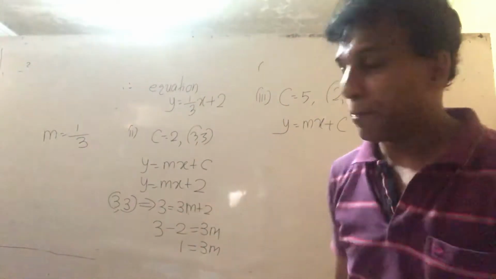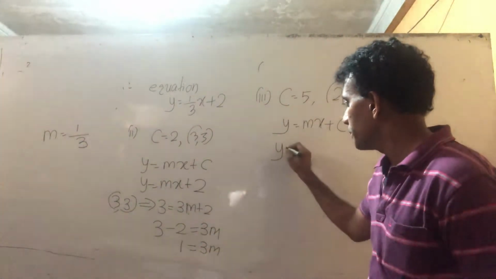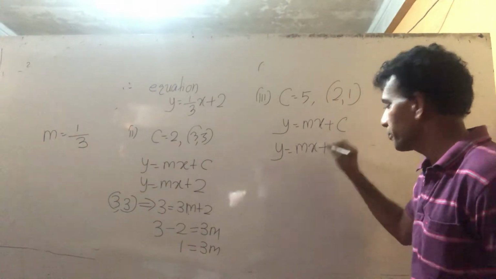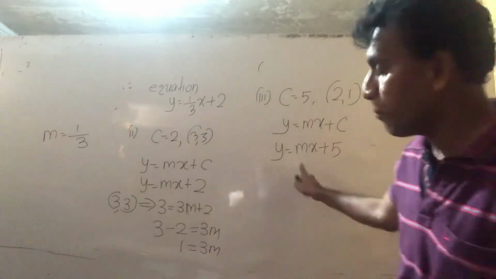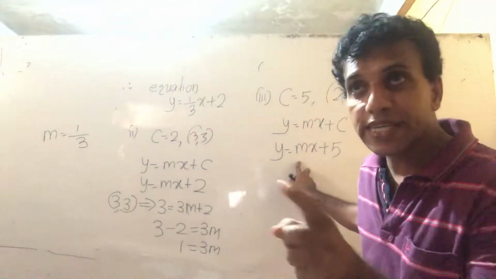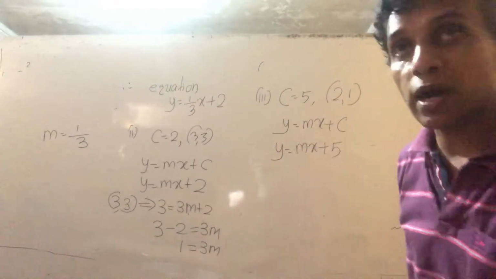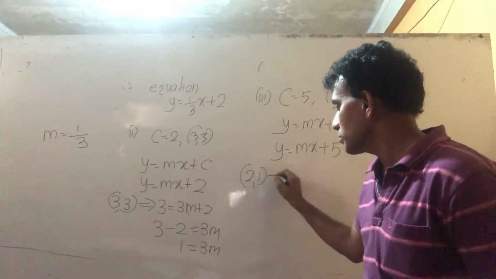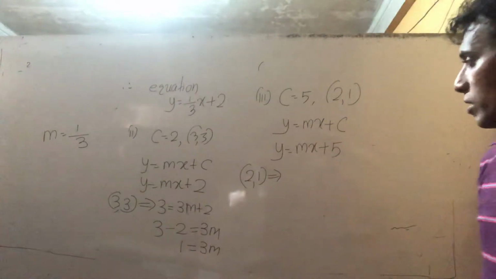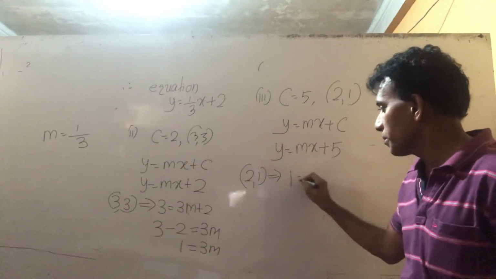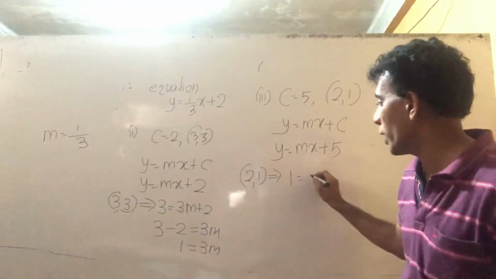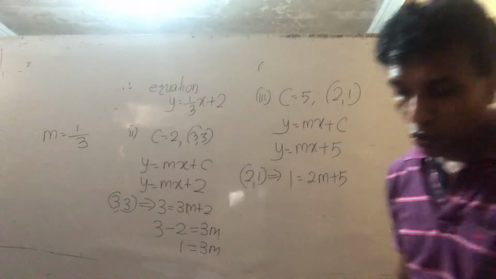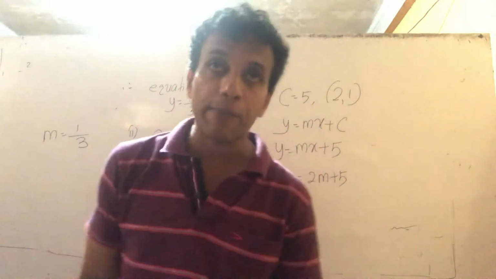they ask what is m? Apply. y = mx, c is given 5. Also to find the m value, they set another data. The line passes through (2, 1). So put (2, 1) here. y for 1, x for 2, 2 times m, 2m, plus 5. Now solve this and find the m value.